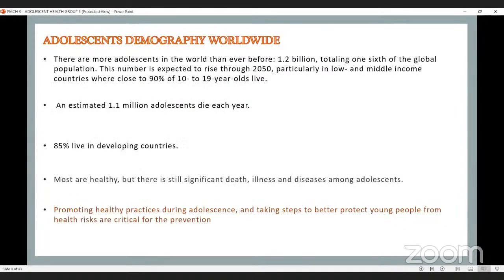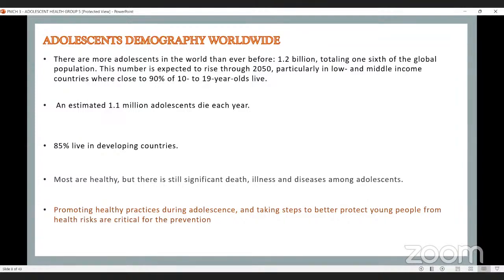Adolescent demography worldwide. There are more adolescents in the world than ever before. That is 1.2 billion, totaling one-sixth of the global population. This number is expected to rise through 2050, particularly in low and middle income countries, where close to 90% of 10 to 19-year-olds live. An estimated 1.1 million adolescents die each year.